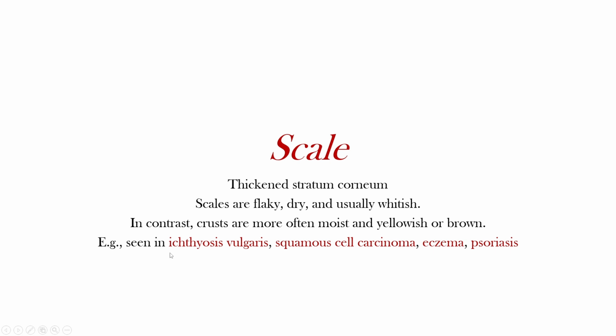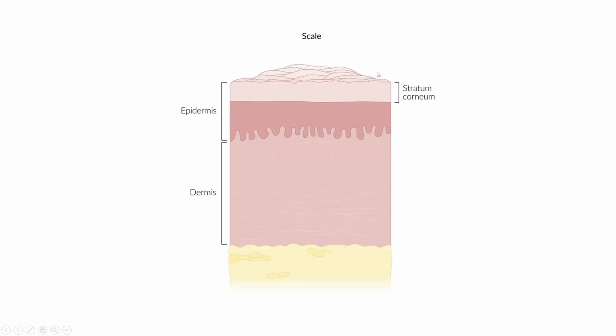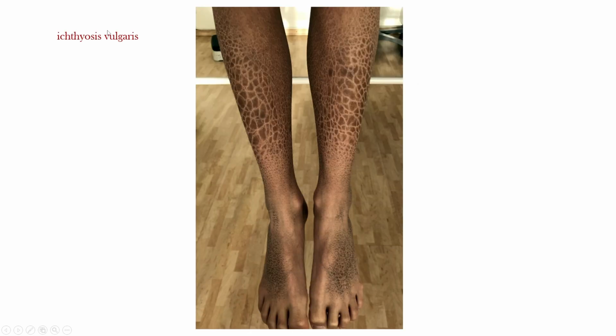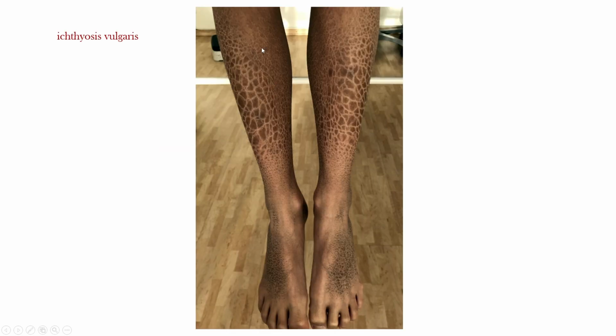So we'll take ichthyosis vulgaris for example. As we can see here, we can see the stratum corneum, which is the first layer of the epidermis, and we see that this is thickened. So this is the ichthyosis vulgaris. We can see its shape, brown. It's like the fish scales. This is the fish scales, if you don't know. So it gives us the same shape and it's brown.